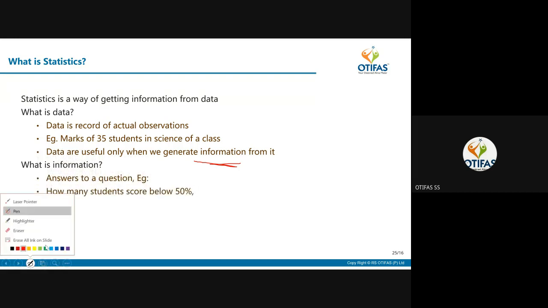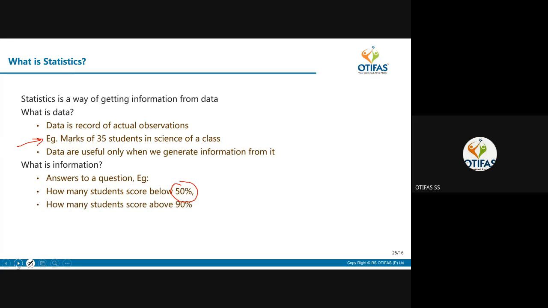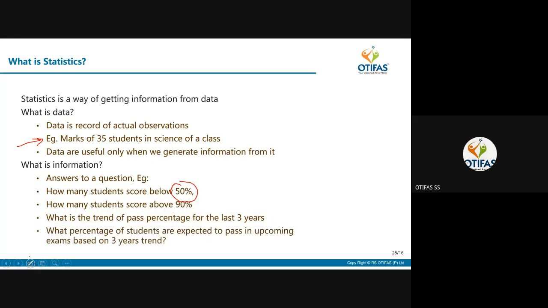Suppose the class teacher wants to know how many students score below 50 from this data. So data is useful only when we generate meaningful information from it. We have 35 students' data in a science class, and the teacher wants to know how many people score below 50%, and how many students score above 90%. What is the trend of the pass percentage for the last 3 years? And what percentage of students are expected to pass in the upcoming exam based on the 3 years trend?